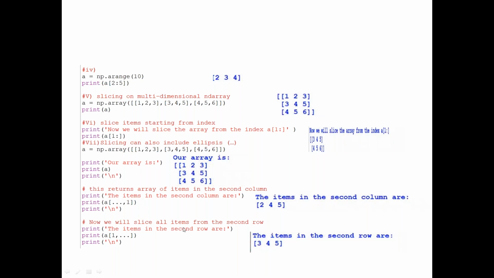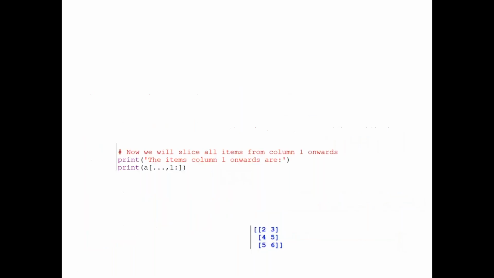And from the second row, I want all the columns. So the second row is nothing but index 1. So 1 comma ellipsis means all the columns will be displayed. So 3, 4, 5. You can make it blank also, or you can make it 3 dots. I want all the rows, comma, first column onwards, all the columns. So 1 colon. The system is going to display the second column and third column from all the rows.